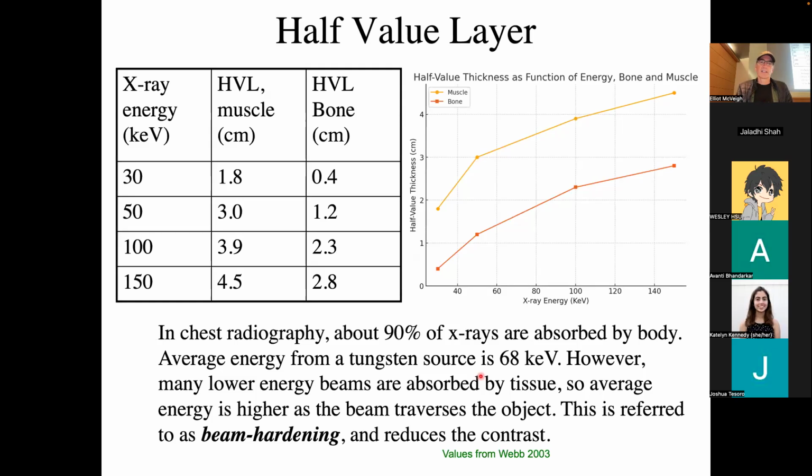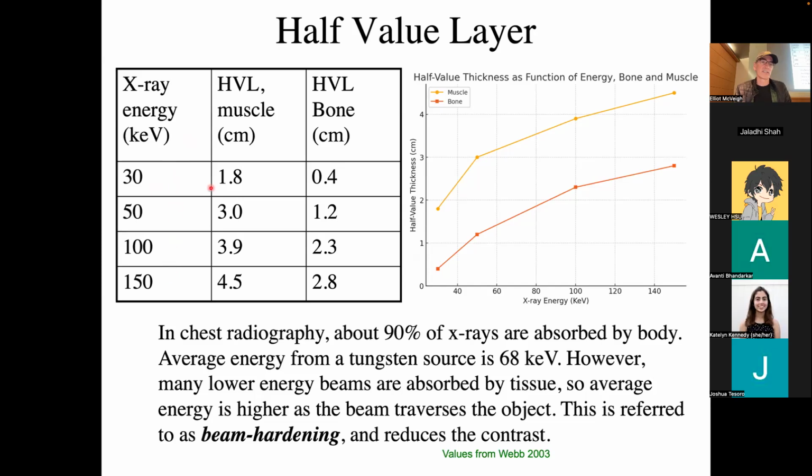So here are some example half value layers. After doing this, you will know how things are going on in your patient in terms of how many photons are left. So let's look at the half value layer for muscle. It's going to be different for different energies.